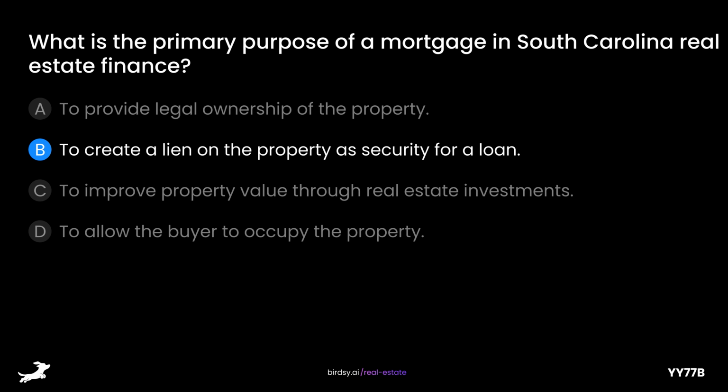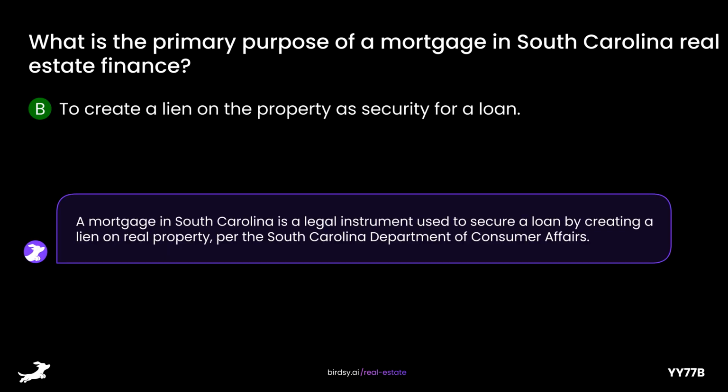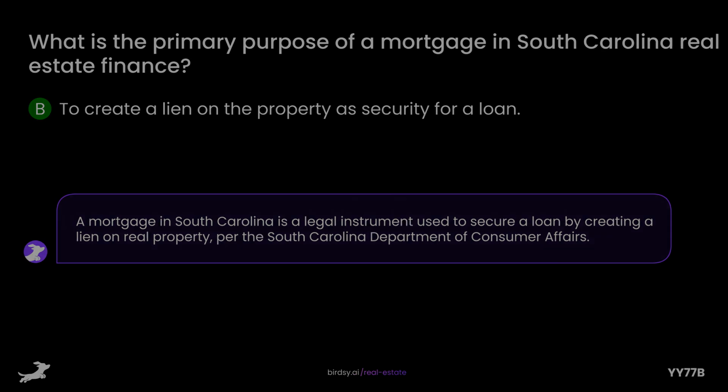B, to create a lien on the property as security for a loan? C, to improve property value through real estate investments? Or D, to allow the buyer to occupy the property? The answer is B, to create a lien on the property as security for a loan. A mortgage in South Carolina is a legal instrument used to secure a loan by creating a lien on real property per the South Carolina Department of Consumer Affairs.